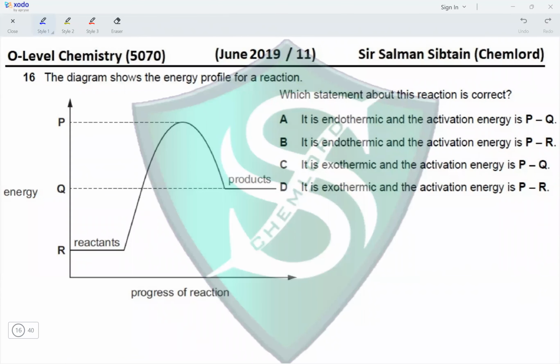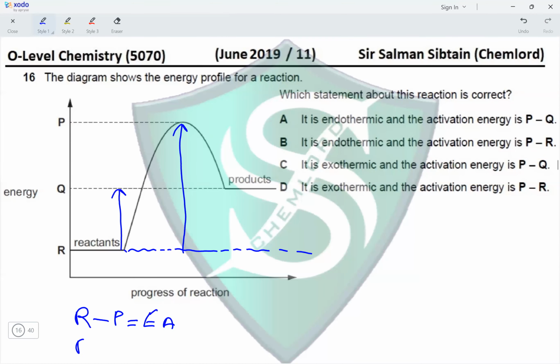Question 16. The diagram shows the energy profile for a reaction, and this shows that it is an endothermic reaction because the energy of the products is greater than the energy of the reactants. So whatever they are asking, let's just work something out. The activation energy would be this, basically R to P. R to P is the activation energy, and R to Q would be the delta H, which would be positive because this is an endothermic reaction.